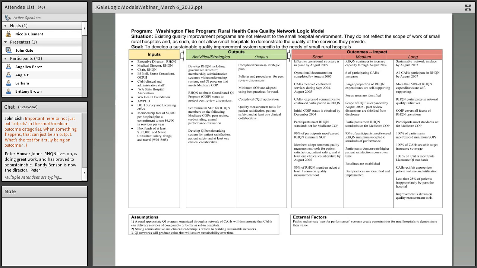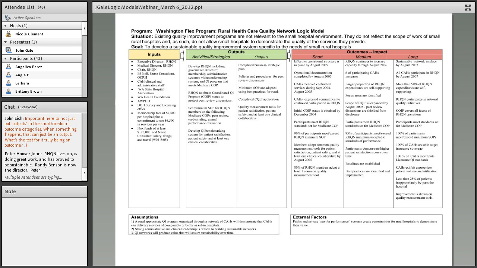And so these are short-term things. As you move further along, one of the outcomes is increasing the number of participating CAHs that are involved. They wanted to see, and this is certainly an outcome, that a larger proportion and percentage of the expenditures for the RHQN were self-supporting. So the hospitals found enough value that they were willing to commit their own resources to help pay for that. Participants were meeting and continued to meet the standards for the Medicare conditions of participation.